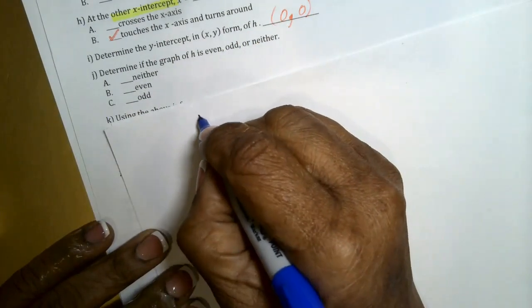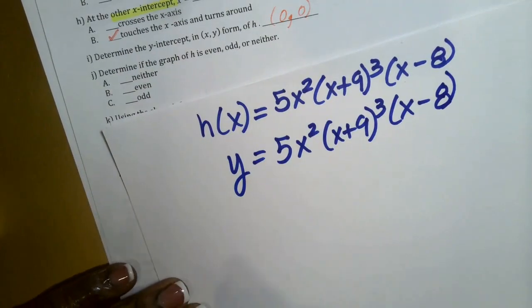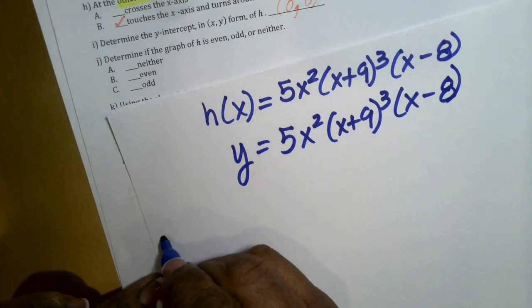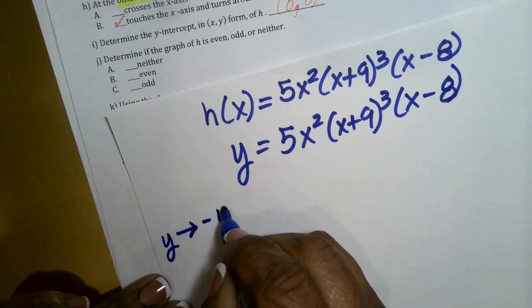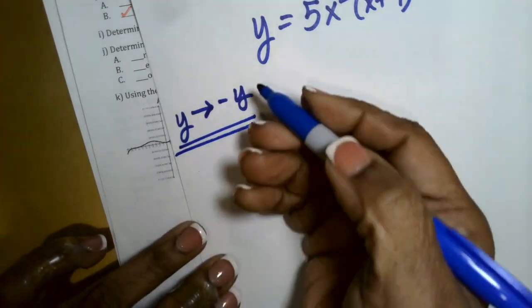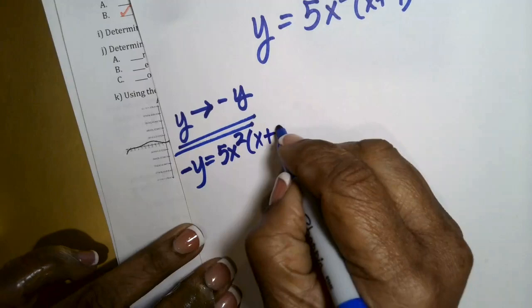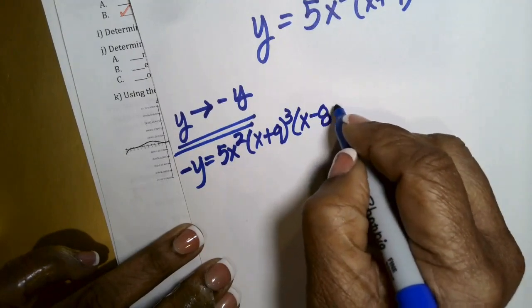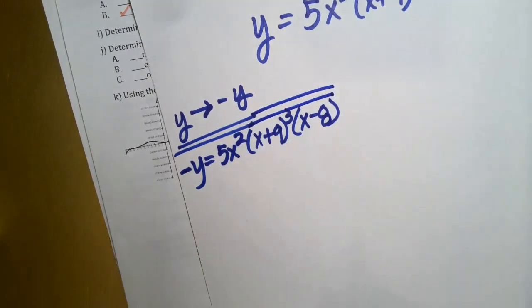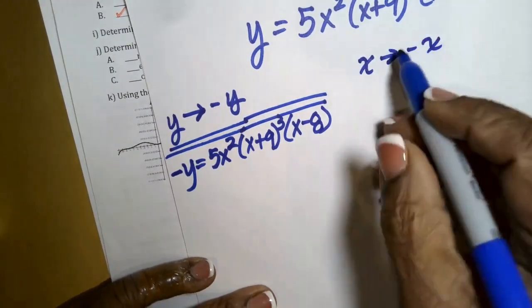So remember, here's h of x. We can write it as an equation, and we can replace y with negative y and determine if we're going to get the same function. So y with the negative y, and if everything else remains the same, this does not simplify into the original function, okay? Then we replace x with the negative x.